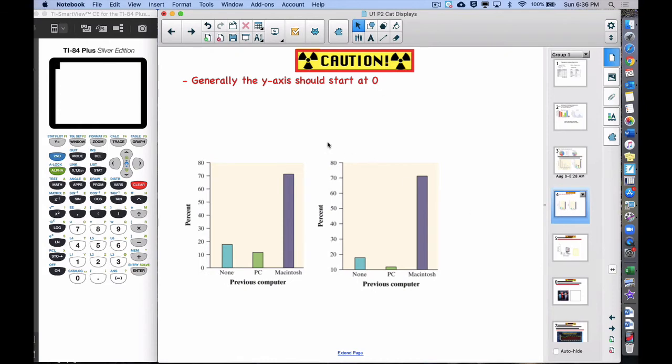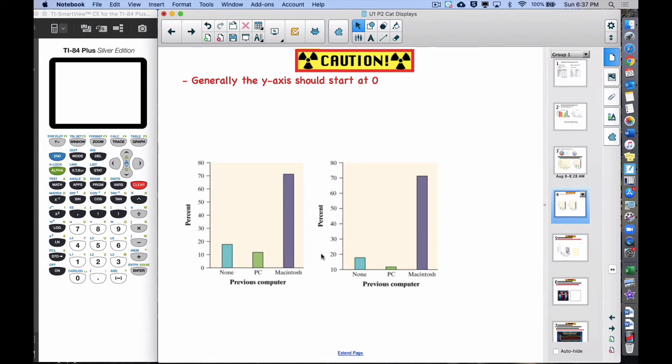Now, some general words of warning about graphs. And I point these out not because you're necessarily going to have to make a lot of graphs, but they have directly asked questions about these kinds of flaws in graphs. And also they have put incorrect choices where the reason they're incorrect is because of some of these issues. First, generally your y-axis in a bar graph should start at 0.